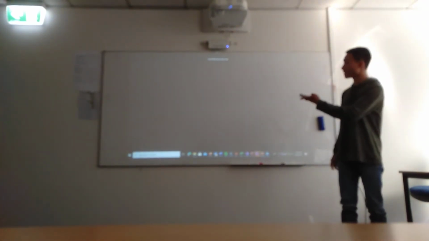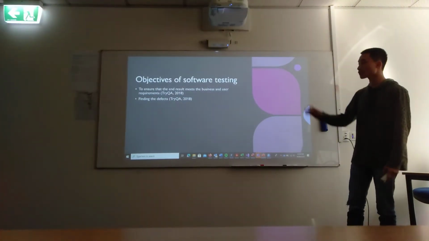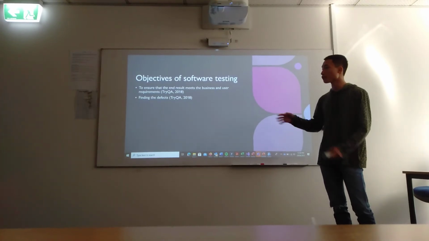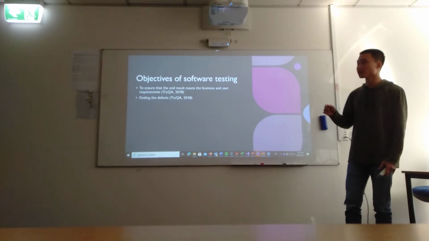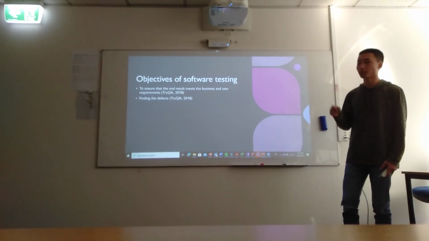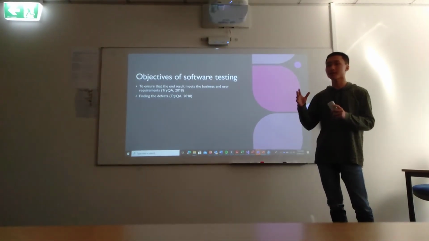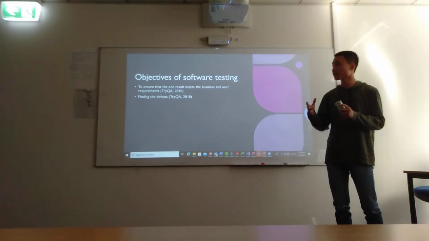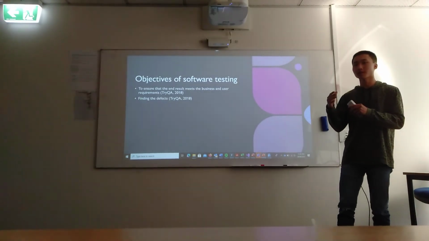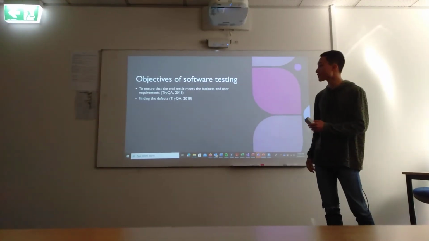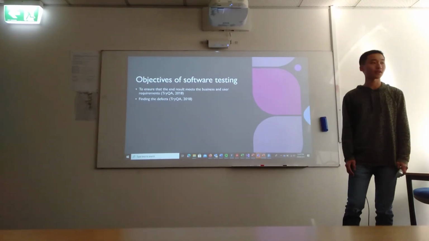And the last part is the purpose of software testing. After talking about all the principles, why do we need to perform software testing? First one, we need to make sure that the end result meets the customer requirement. That's why we have all the test cases, and we also have meetings with the customer, so that we get all the requirements that the customer needs. And the second one is finding defects, and this is basically what software testing does.